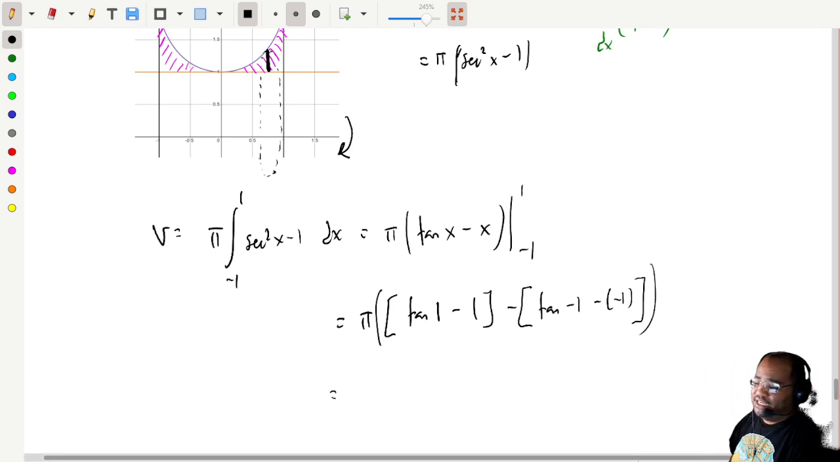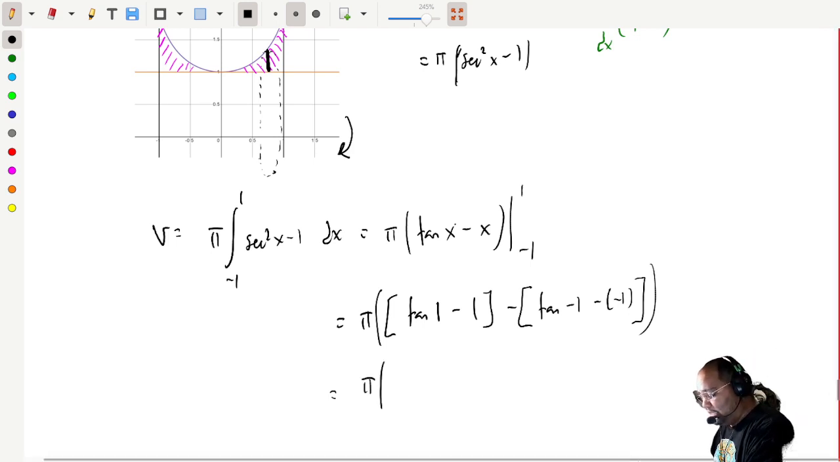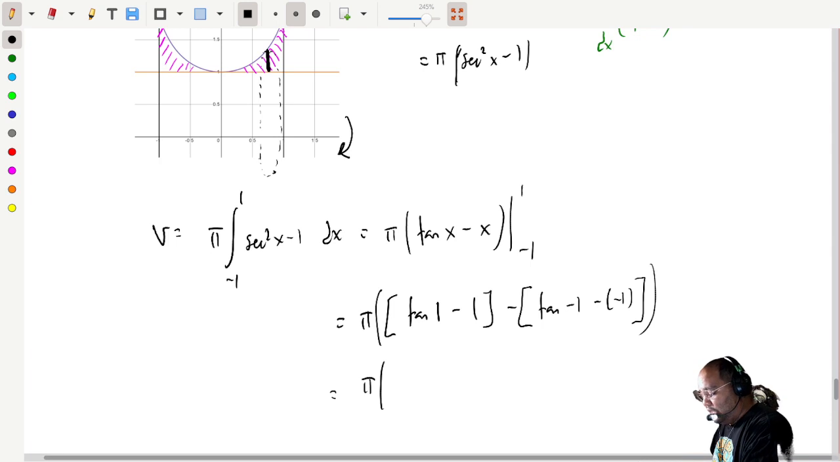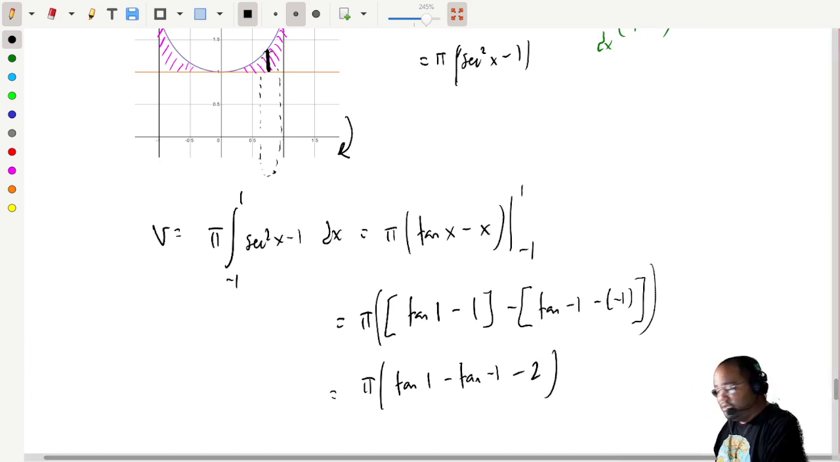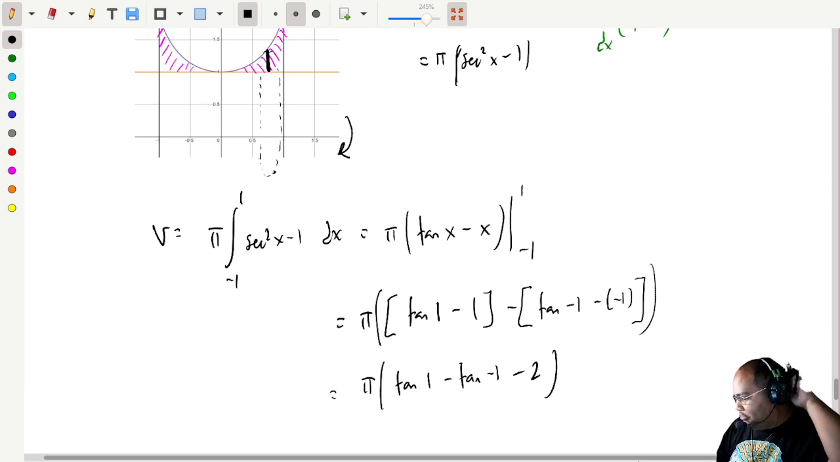Okay, let's go ahead and tidy this. Pi times, well, let's see. I'll have tangent 1 minus tangent of -1 just by shuffling some terms around. Then I have minus -1, which is a plus 1. But then I have another minus out there, so that's a -1. -1 minus 1 is -2. Now, there is a way that we can simplify those first two tangents together, but this is an acceptable answer.